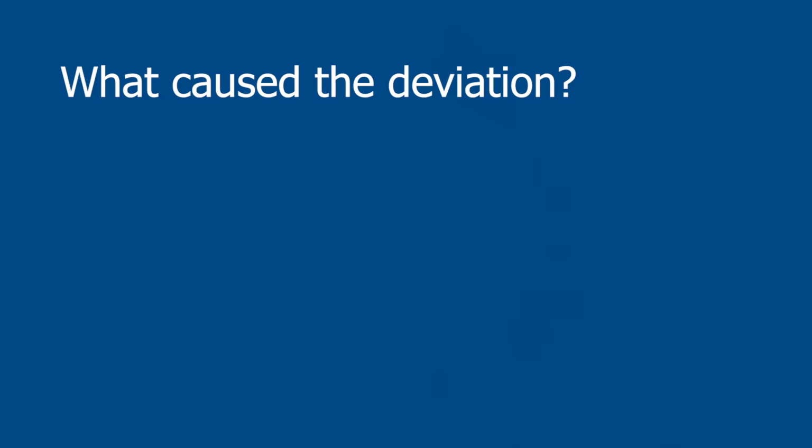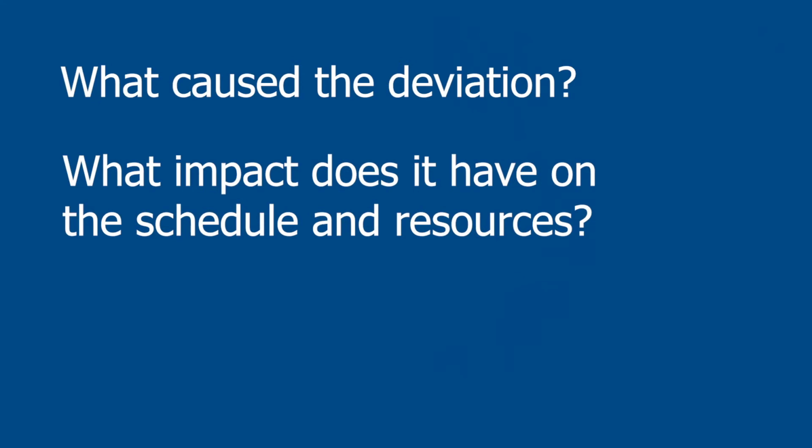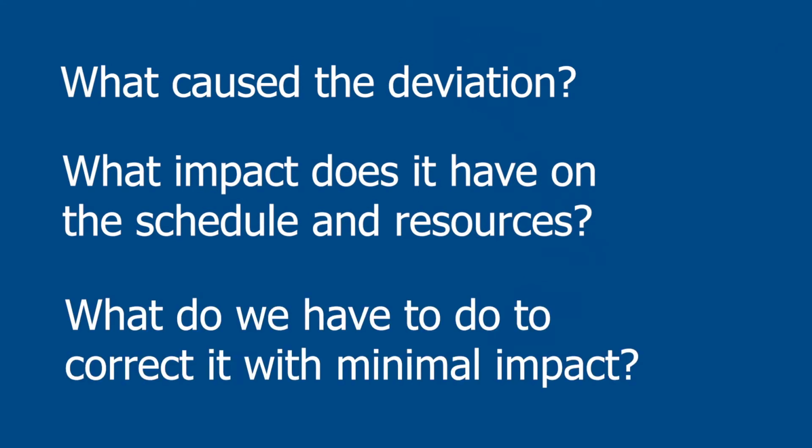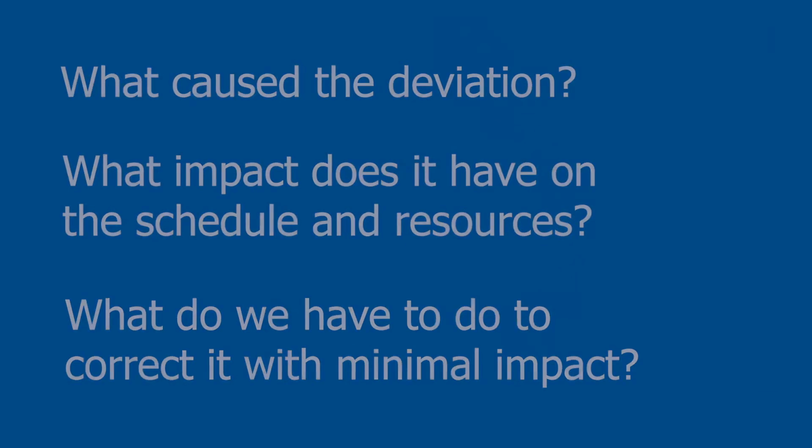When we look at what things go wrong in the project, we have to ask ourselves a few questions. What caused this deviation from our plan? Was it something unforeseen? What impact does it have on the schedule and on the resources? What do we need to do to correct it with minimal impact and still stay in that triangle, still reaching our goal towards the end?